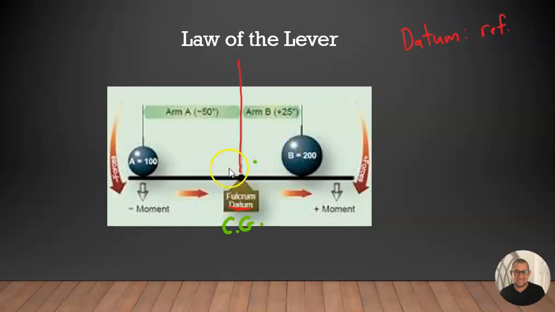Right now, it just happens to be that the CG and the datum are located in the same place. So the law of the lever basically says, if we get a weight, an object, let's say the one on the left, we have a 100-pound weight. I'll put W for weight, it's 100 pounds.